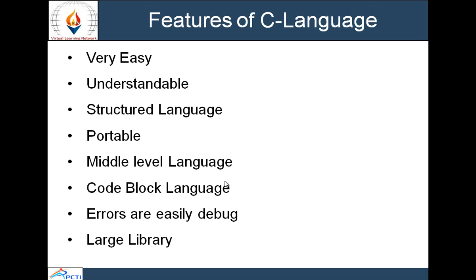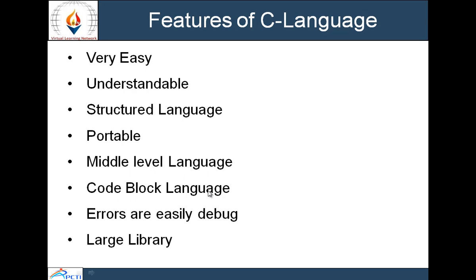Features of C language. Very easy. This language is very easy to understand. Structured language. It follows the proper structure, like we declare all the variables at the top before using them. Next is portable. We can run any C program on any computer. Next is middle level language. It is a combination of low and high, so we can call C a middle level language.